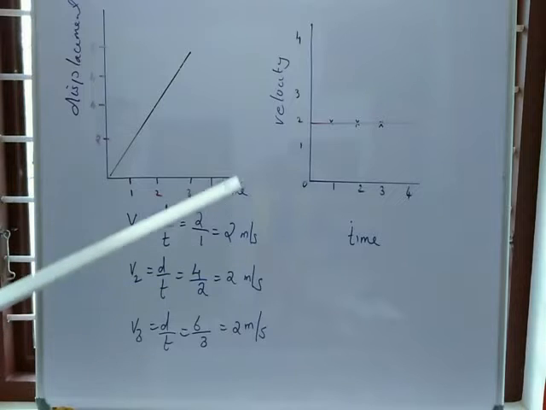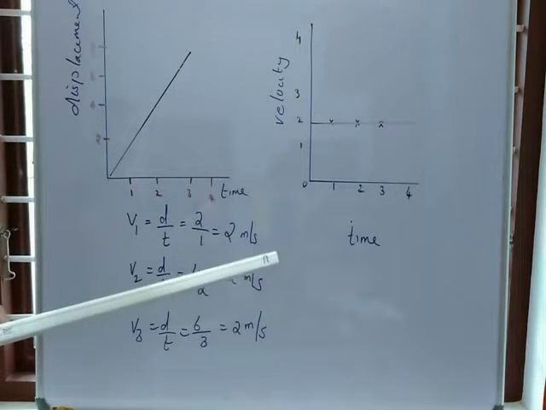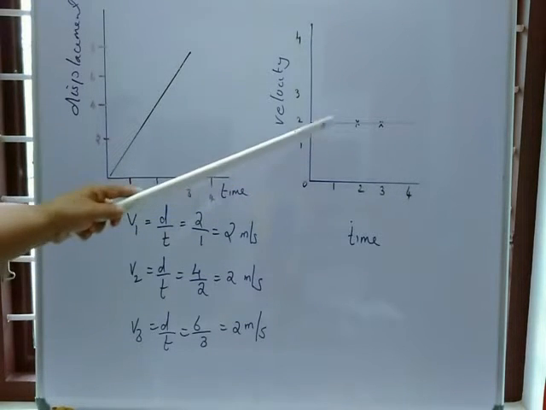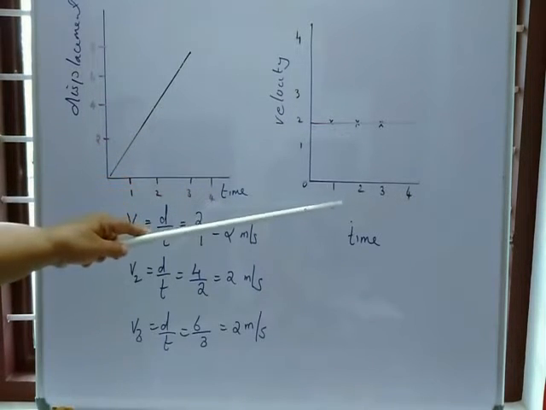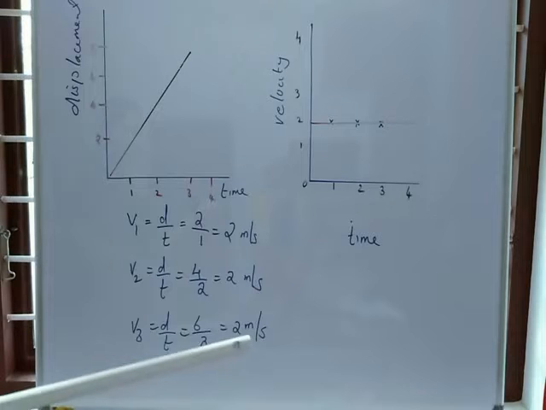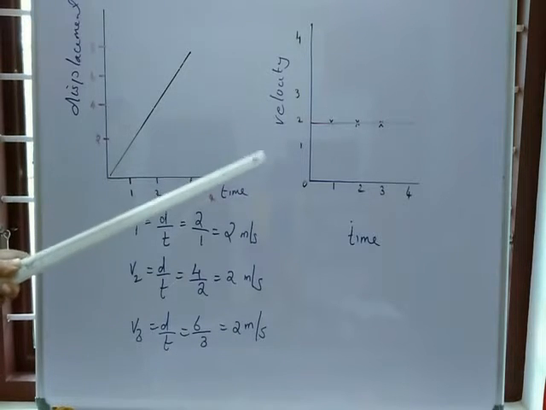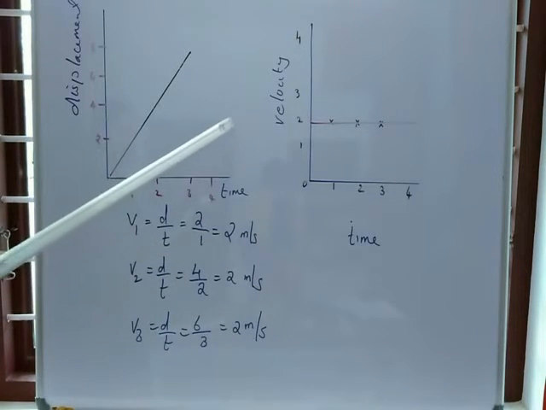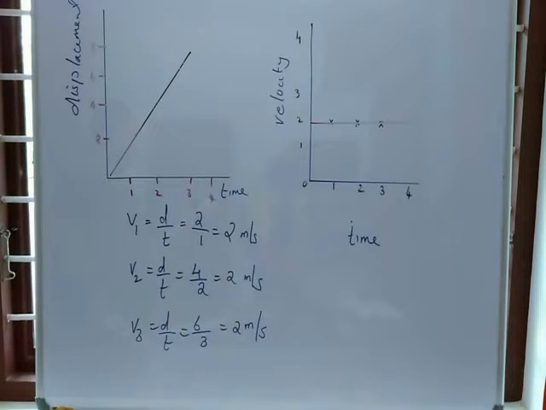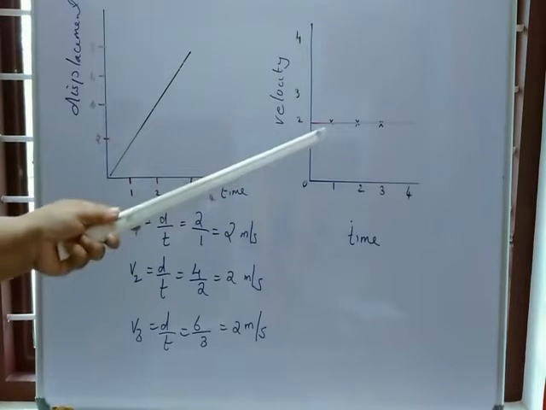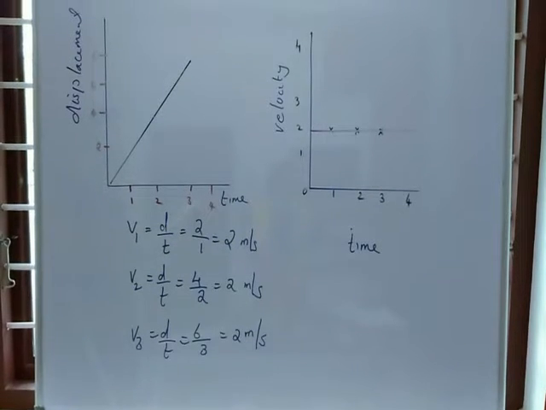After marking the 3 values, just draw a straight line joining all the 3 points. So you got the velocity time graph of the body, that is a straight line on the velocity graph. It is parallel to the time axis. That means the velocity of this body is constant. It is moving with a constant velocity of 2 meter per second. So in your notebook, draw the diagram and draw the velocity time graph.